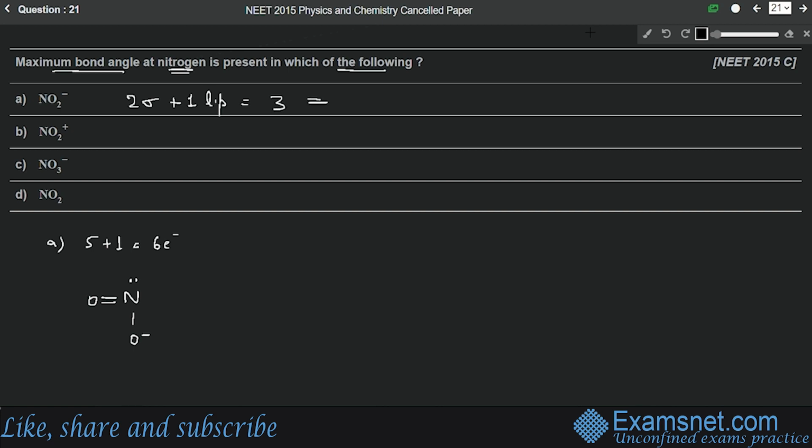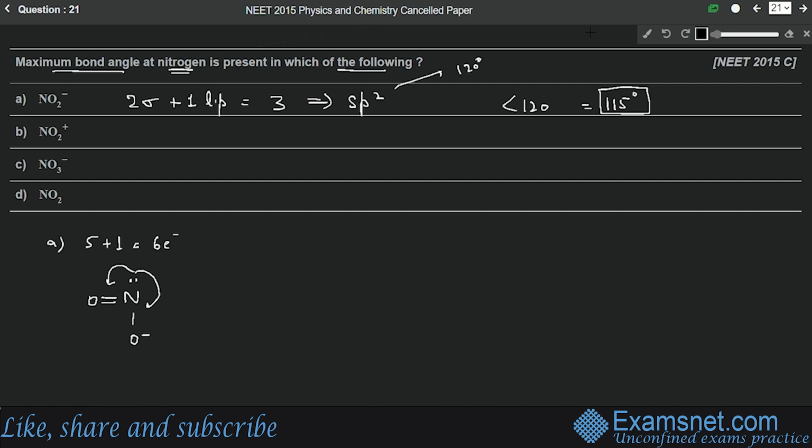That means the hybridization here is sp2. And sp2 hybridization has 120-degree angle, but due to the presence of lone pair, these angles will be decreased. Both side angles will be decreased, so it will be slightly less than 120 degree. It will be around 115 degree. Now let's check for the second one.